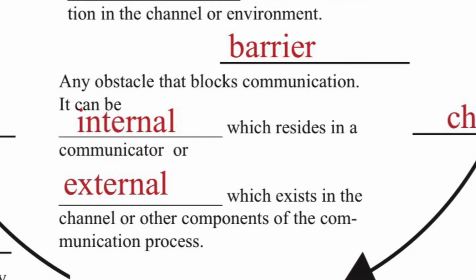And then we have communication barriers. A barrier is any obstacle that actually blocks communication. While noise might drown it out or make it harder to communicate, a barrier is something that stops it. An internal example of a barrier is something that resides inside the communicator. An internal barrier might be a headache that makes it to where you can't hear anything because you have a splitting migraine. External is that which exists in the channel or other components of the communication process.